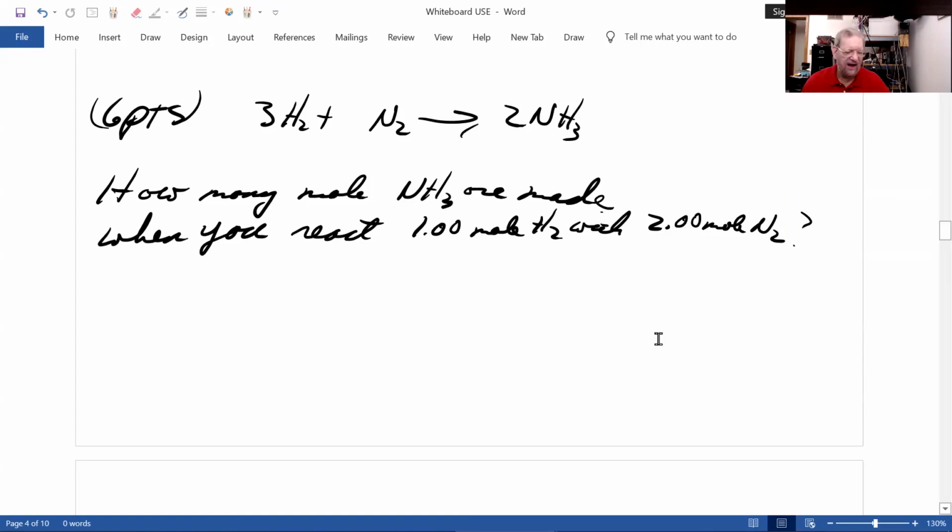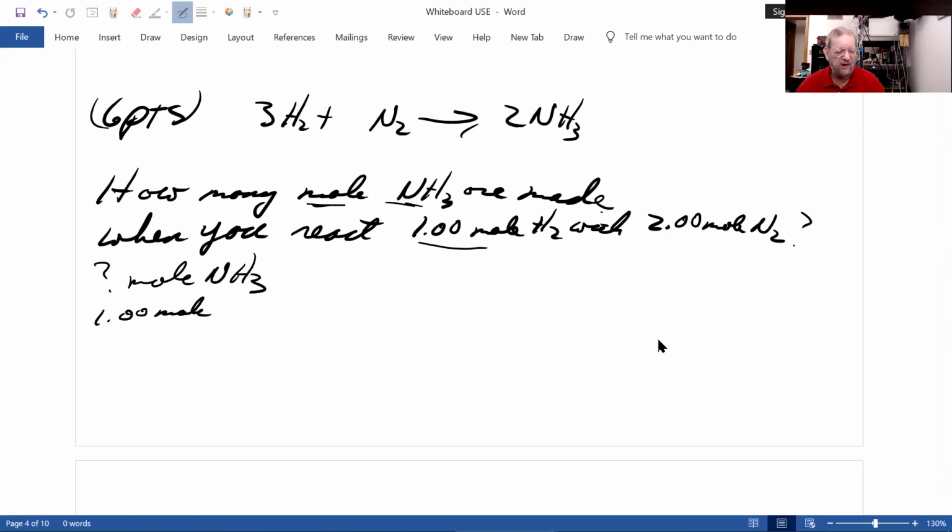All right, now let's look at the problem. What are we being asked to find? How many moles of ammonia are made? What are we given? Well, 1.00 moles hydrogen and 2.00 moles of nitrogen. And what do you do? Well, this is a limiting reactant.